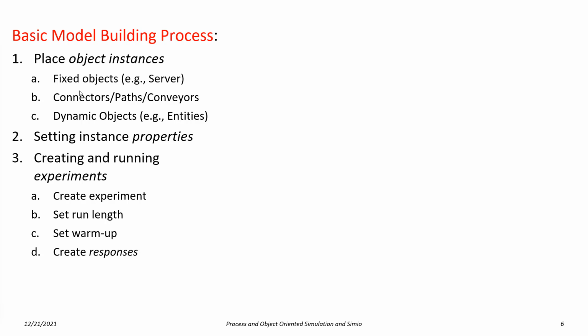In our case, we have 2 server objects, a source and a sink. We're going to connect those so that we can specify the entity flow. And then we're going to place the dynamic objects, entities. Then we're going to go back and set all the object properties, and then we're going to create an experiment to verify our model against our queuing model.